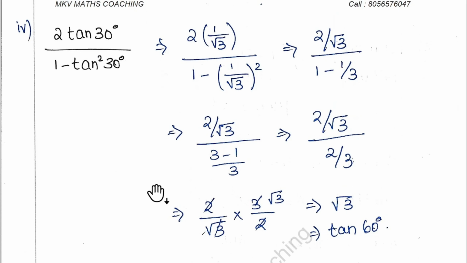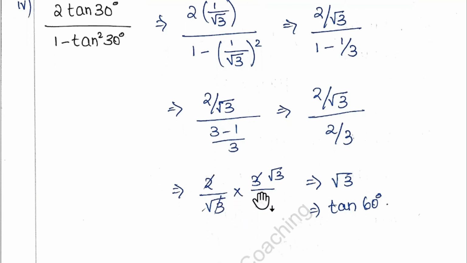Let's begin with the fourth question. For tan 30, the value is 1 by root 3, so 1 minus tan square means 1 minus 1 by root 3 the whole square. So 2 by root 3 by 1 minus 1 by 3. Cross multiplying, 3 minus 1 by 3. So 2 by root 3 by 3 minus 1 is 2 by 3.